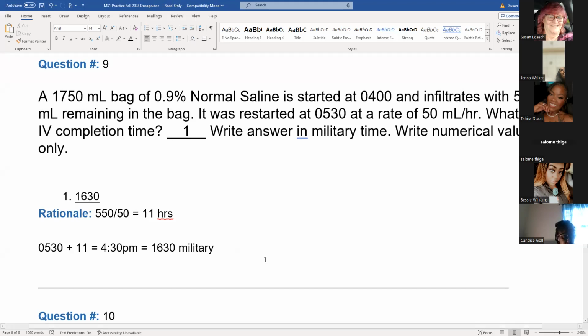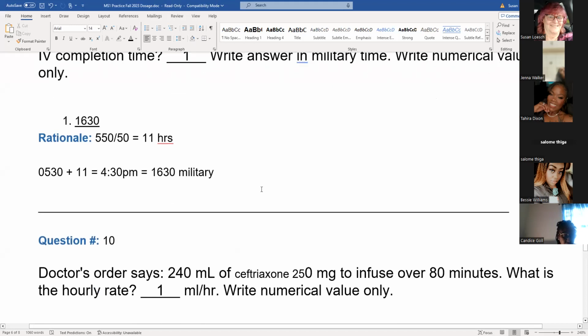Any questions on that? Here's another one. Now, again, this is asking you for mLs per hour, and it's asking you the hourly rate. But what does the question actually give you that you can use? That's going to tell you how to solve it.